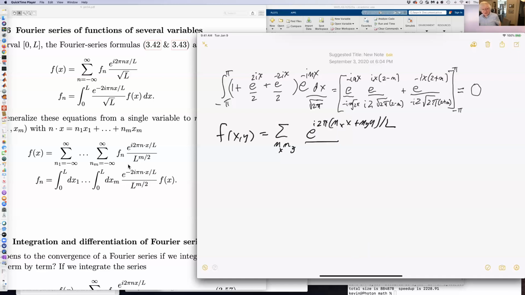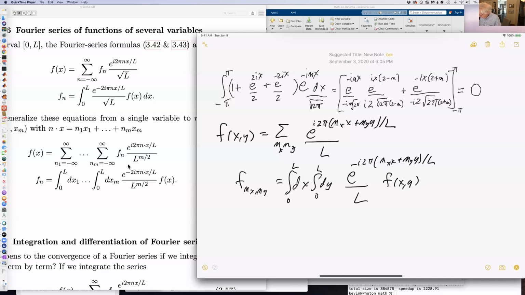L, simply L, because m is 2 in this case, and then f sub nx ny would then be an integral dx dy, in each case from 0 to L. And we would have e to the minus i 2 pi, and it would be nx x plus ny y divided by L, and we'll divide by L again, and we'll have f of x and y, and of course I left out the key thing here, f sub nx comma ny.